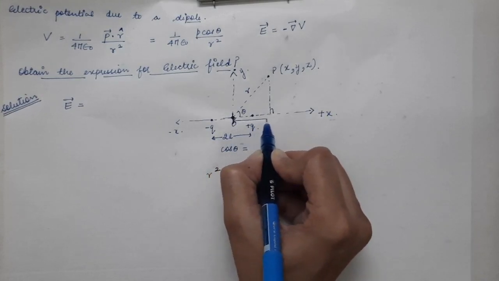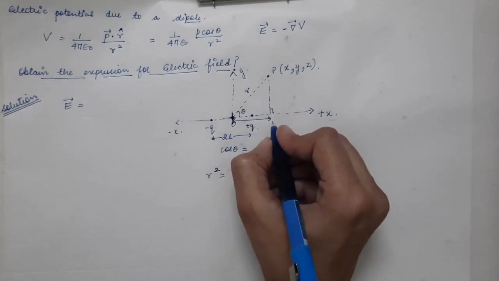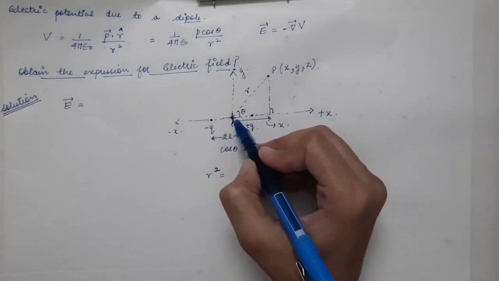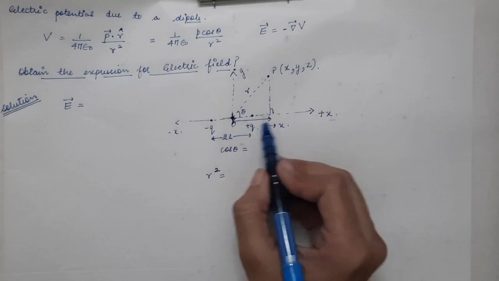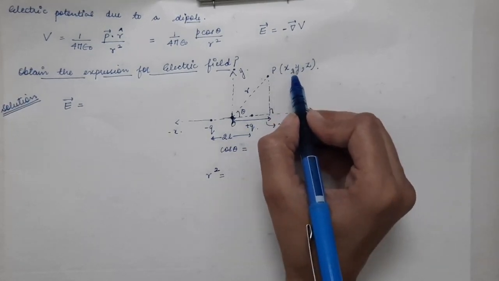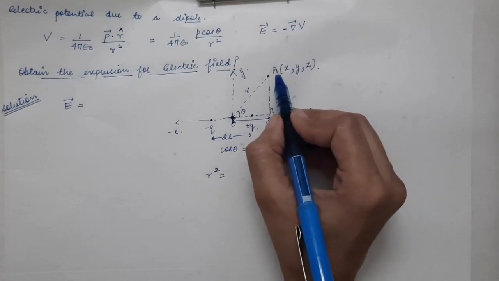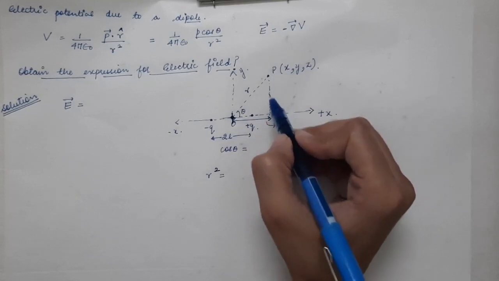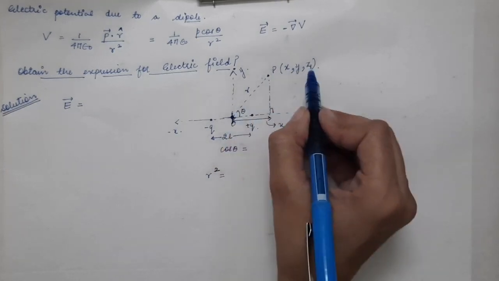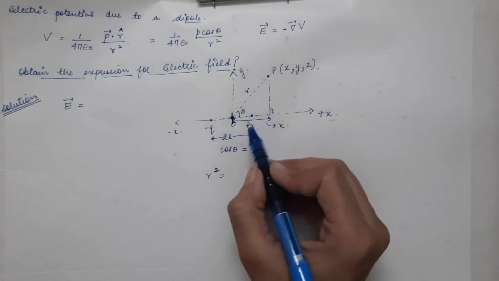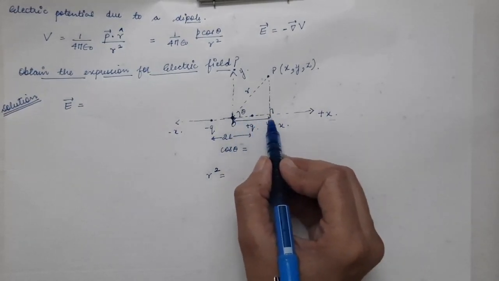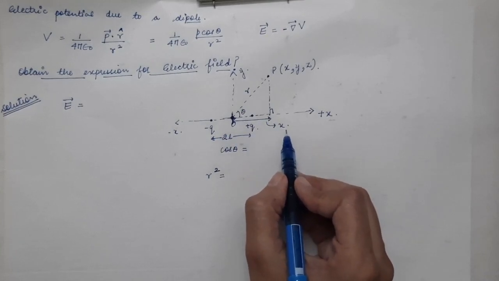So this particular length will be equal to x. This length, which is the projection of OP on the x-axis, will be equal to x, because this is the observation point with coordinates x, y, z. This point has a projection of x on the x-axis, y on the y-axis and z on the z-axis. But here we are just considering the projection on the x-axis, so this length will be just equal to x.